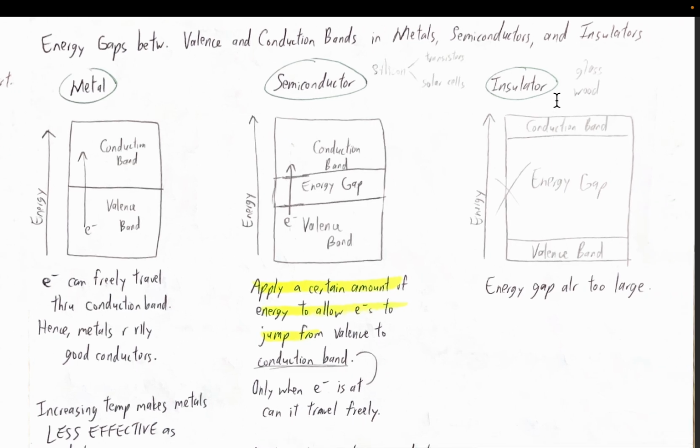For insulators, on the contrary, we have examples: glass and wood. The energy gap is just really large.